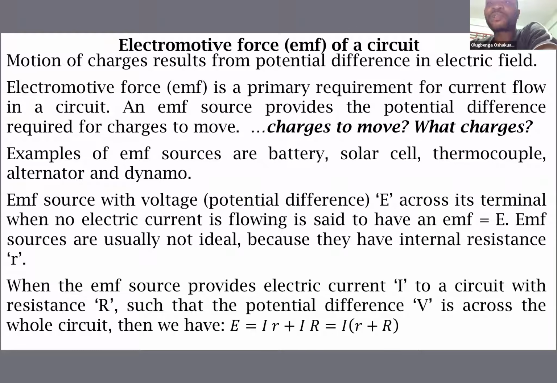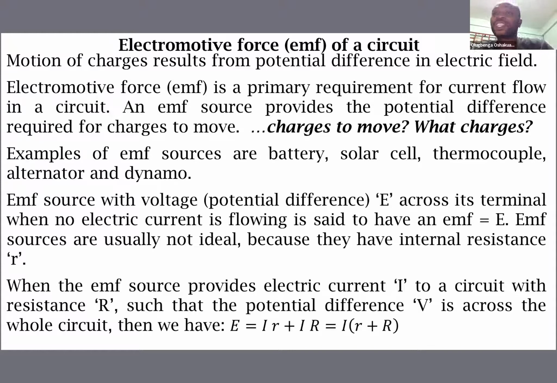The same thing applies here, since current flow has to do with the movement of charges. So for currents to flow, there should be a change in potential. That is, there must be a potential difference, at least across the resistor through which you want the current to flow.